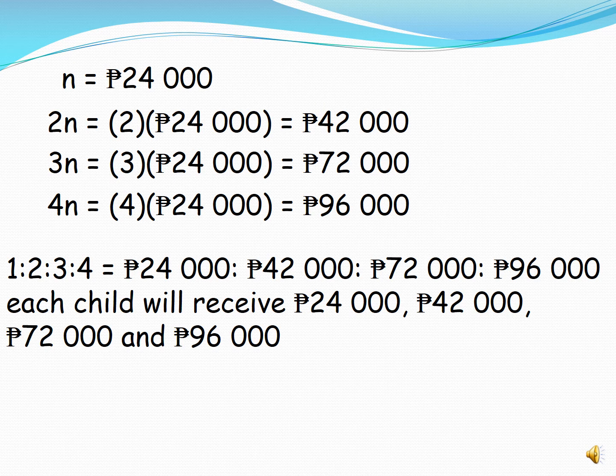3n is equal to 3 times 24,000 pesos is equal to 72,000 pesos. 4n is equal to 4 times 24,000 pesos is equal to 96,000 pesos. So we have 1:2:3:4 is equal to 24,000 pesos is to 48,000 pesos is to 72,000 pesos is to 96,000 pesos. Each child will receive 24,000 pesos, 48,000 pesos, 72,000 pesos, and 96,000 pesos.